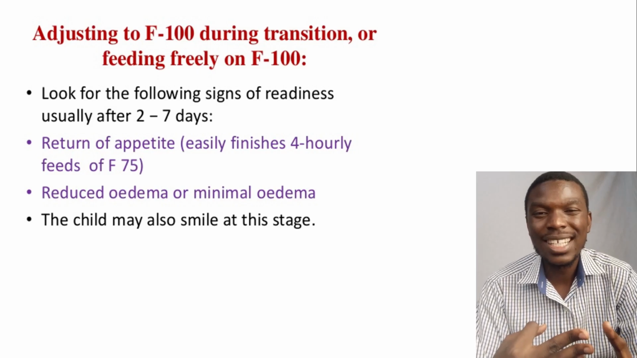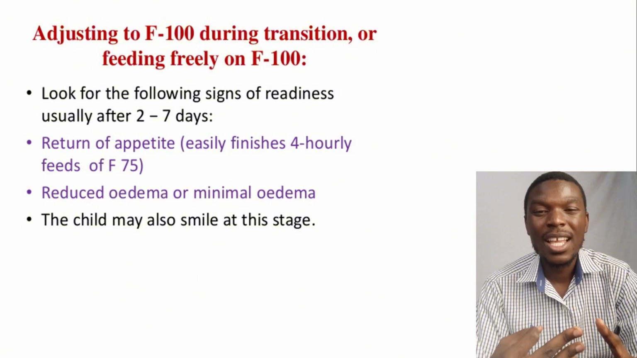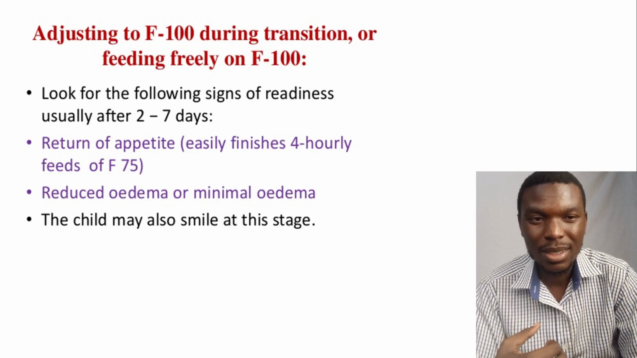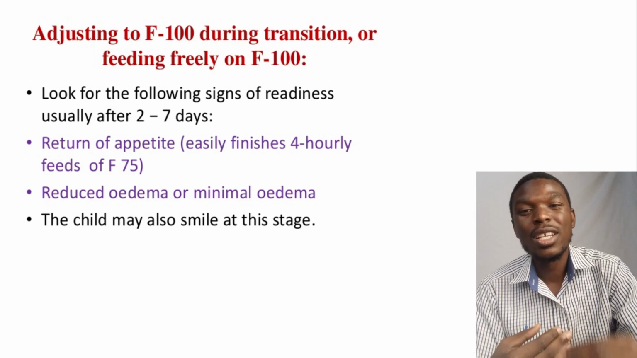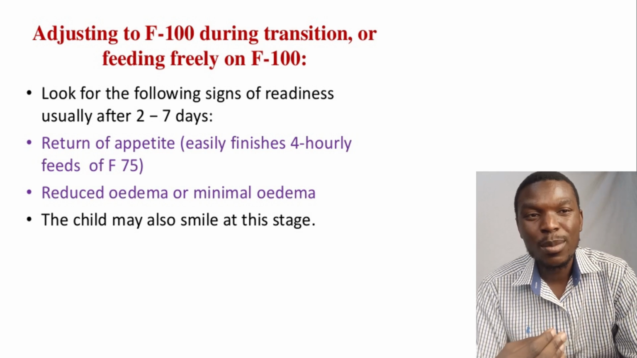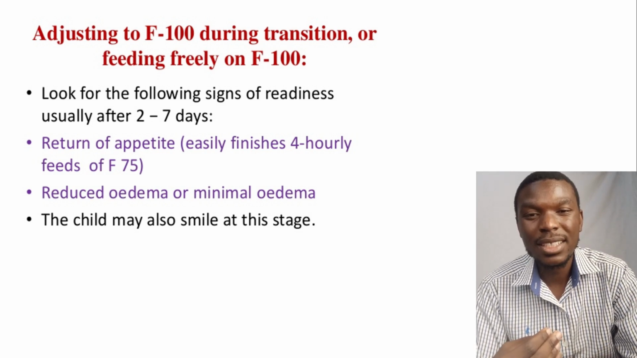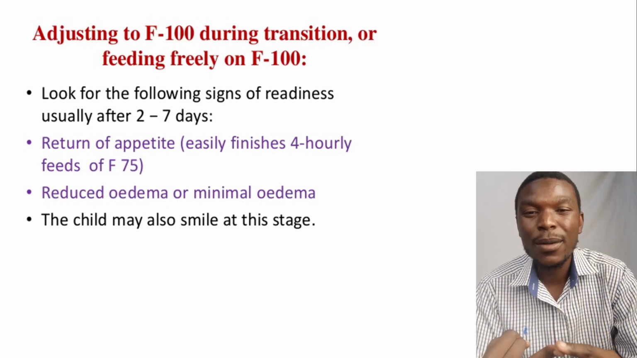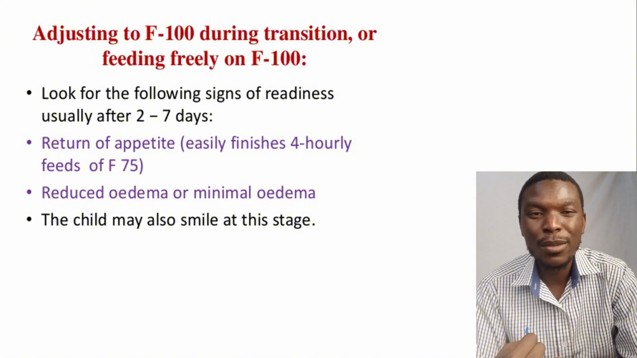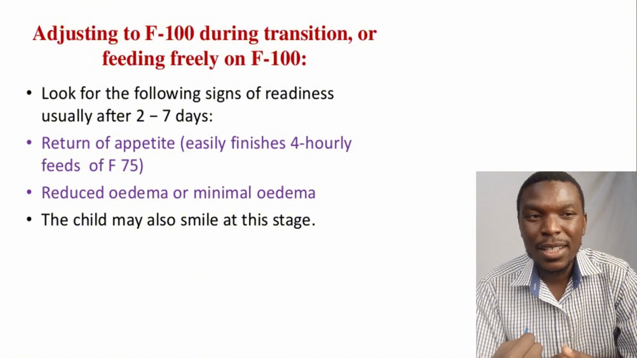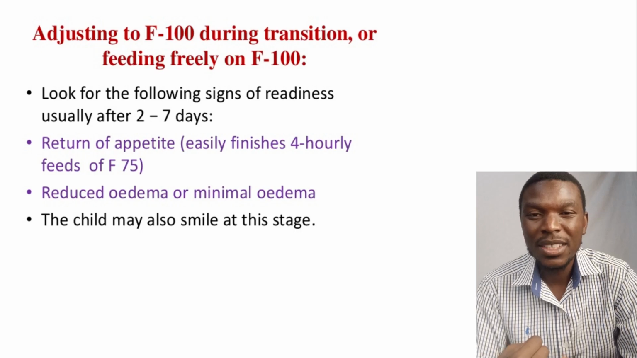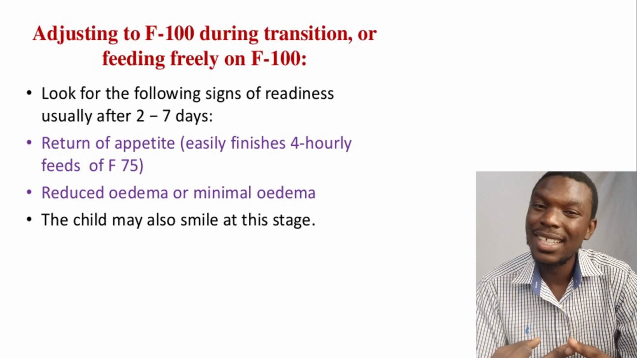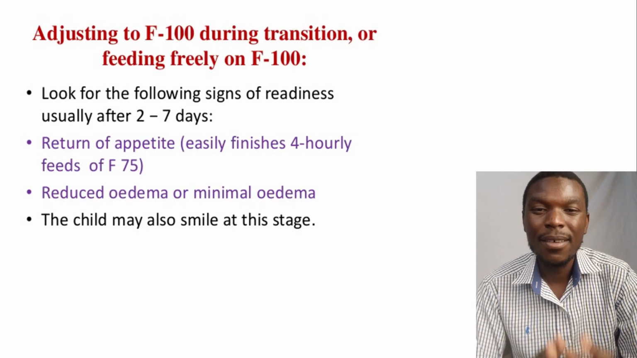You have stopped using the NG tube. The child is eating well. The child also has reduced edema or minimal edema. Then you can now upgrade to F100. So minimal or reduced edema, return of appetite. The child is able to feed using the 4-hour feed of F75. So every 4 hours the child is able to eat this F75 properly. Then you can change to F100.